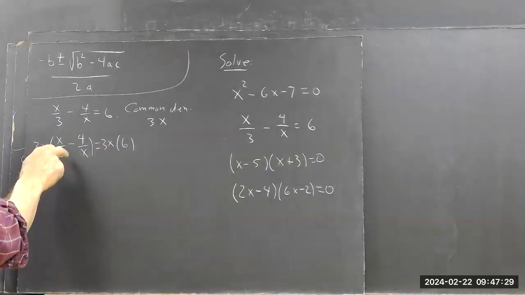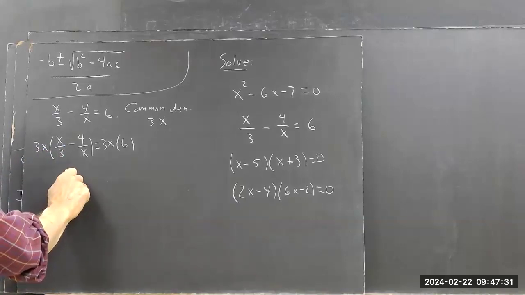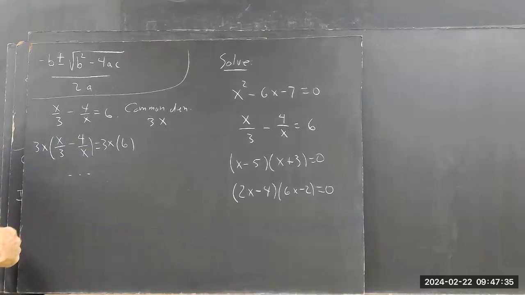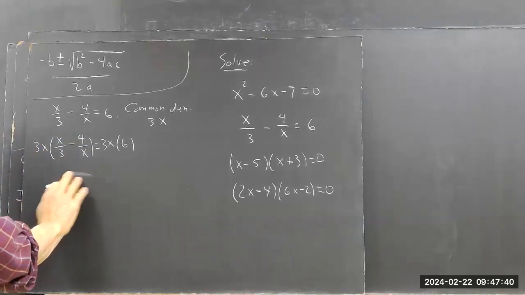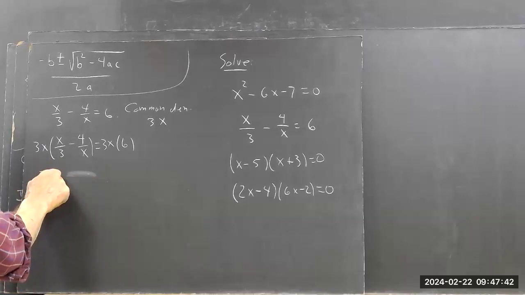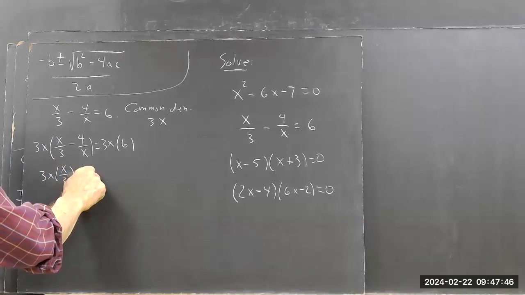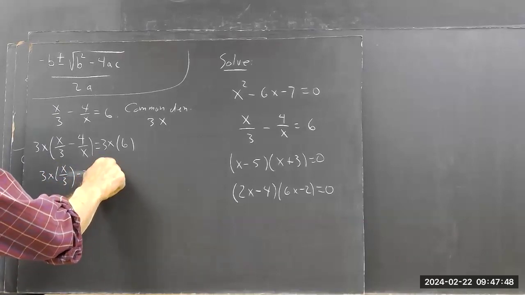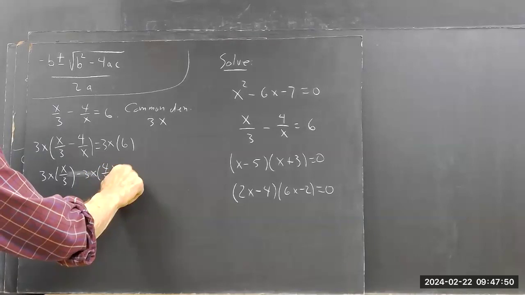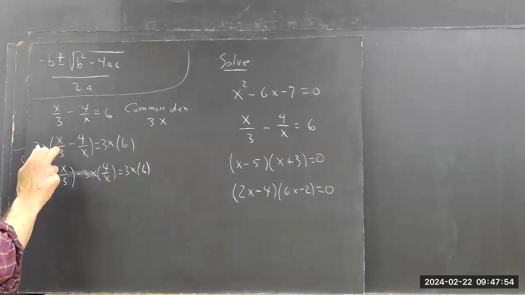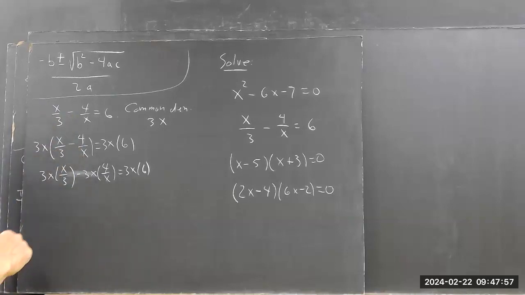And well, 3x times x over 3. Now I'm going to put some dots down here because I don't want to keep repeating the same thing. Well, actually, let me write out the distributive law and we'll do the dots. Okay, 3x times x over 3 minus 3x times 4 over x equals 3x times 6, because the 3x multiplies this and it multiplies this.